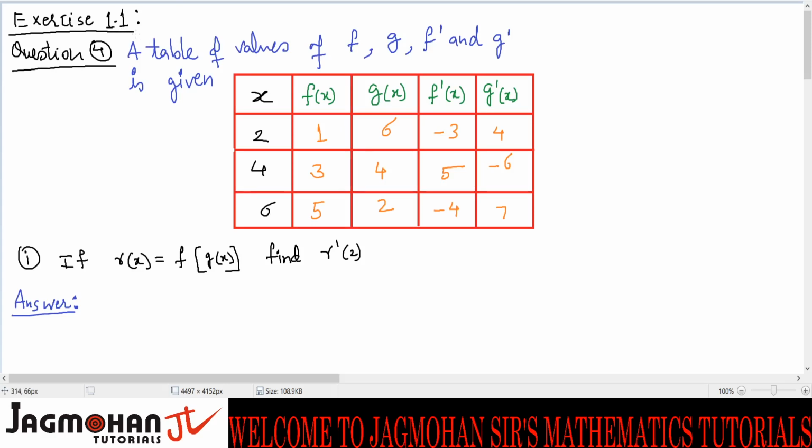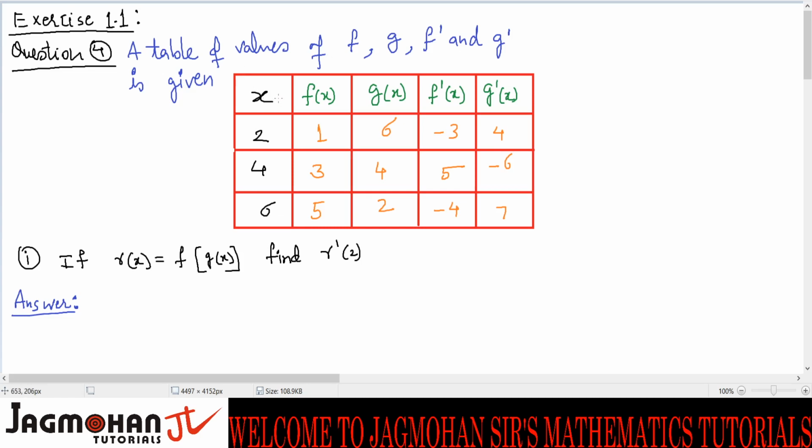This is quite an interesting question. I found this in the Maharashtra State textbook. This is from exercise 1.1, question number 4. The question is: a table of values of f, g, f dash and g dash is given.